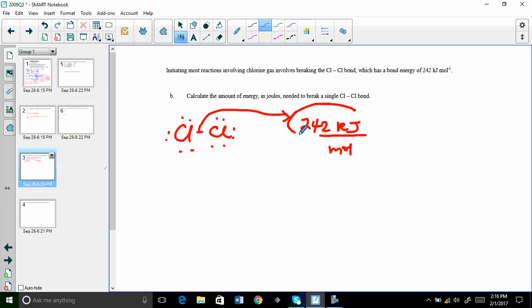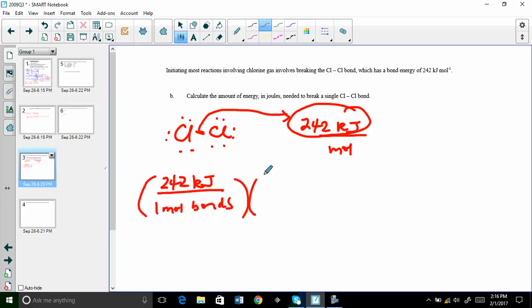That means 242 kilojoules total to break 1 mole of these bonds. And so the question is, I don't want to break 1 mole, I want to break a single bond. So here's your calculation: 242 kilojoules per 1 mole of bonds. I'm just putting the bonds in there, you don't have to. From last year, you know that 1 mole of anything, including bonds, means you are breaking 6.022 times 10 to the 23rd bonds.